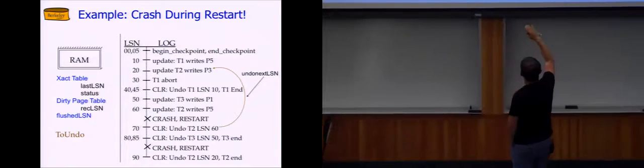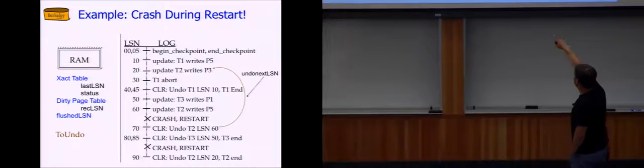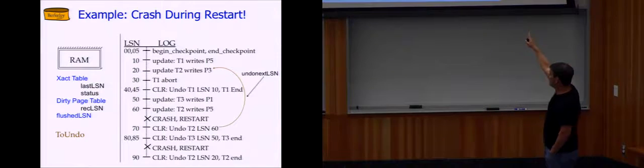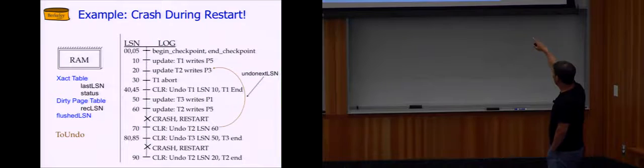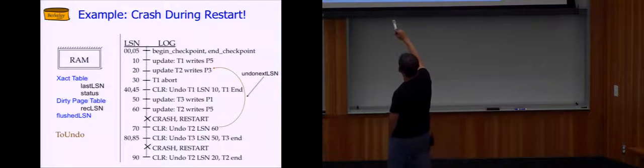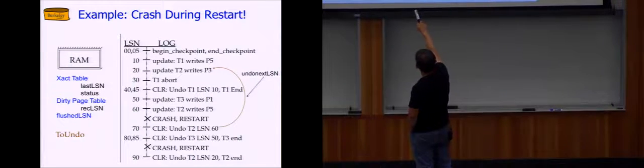We'll do all our redos. We'll even redo 40, which is an undo, right? Because we're repeating history. So we'll redo what's at 40, which is the CLR. And we'll write the end at 45. We'll do our updates 50, 60. That's fine. So 70 is going to pick up with ToUndo.